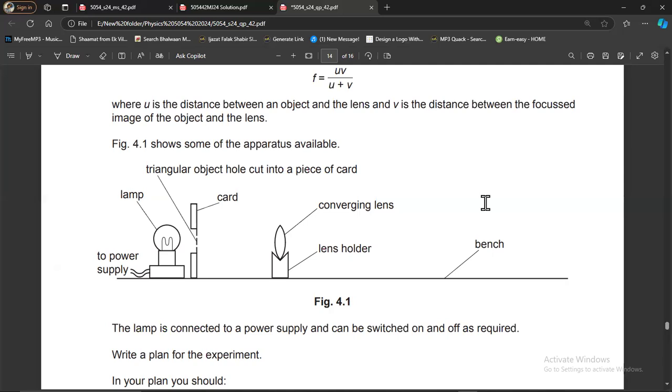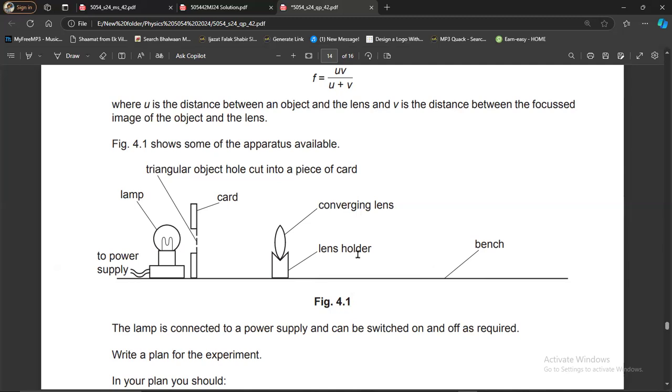that screen. Then with the help of that scale, I will note down the reading, the distance between the lens and this card. That will be my U. And I will note down the reading, the length between the lens and the screen when the image is clear, that distance will be V. I will note them in the table.